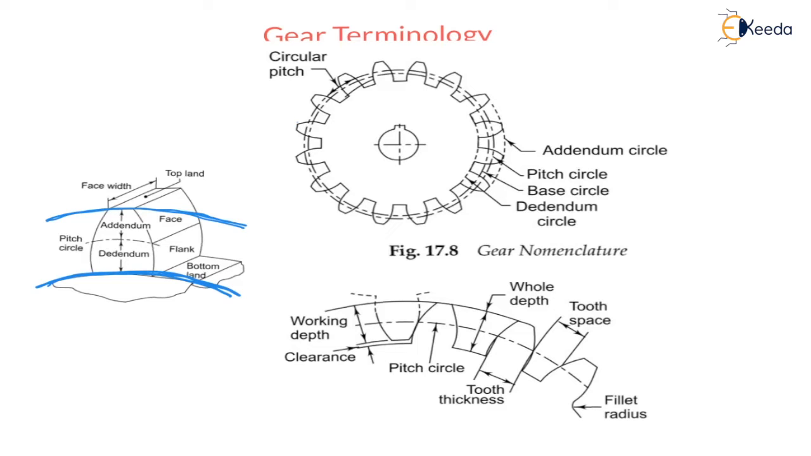See here in the view, the pitch circle is here, where pure rolling motion can be observed. In this diagram you can see the pitch circle given, where there is a pure rolling motion. Below this pitch circle there is a base circle. What is the significance of the base circle, that I will explain. At the pitch circle there is contact between mating gears.